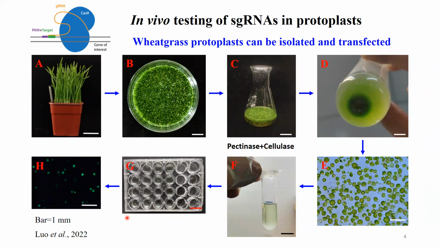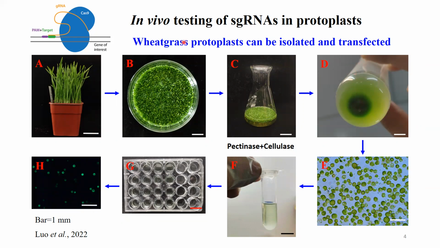In genome editing, we have to design an sgRNA for each target gene. Before we transfer sgRNA into wheatgrass, we have to know this sgRNA works. Therefore, in vivo testing of sgRNAs before transformation is very necessary. We are using protoplasts to test the sgRNAs of wheatgrass in vivo. We isolate protoplasts from young leaves of wheatgrass seedlings, and you can see each protoplast is an intact cell.